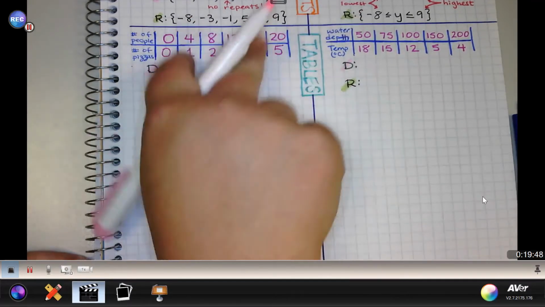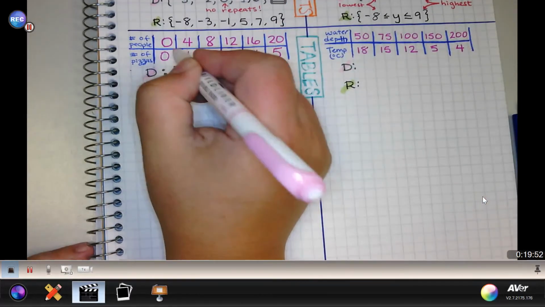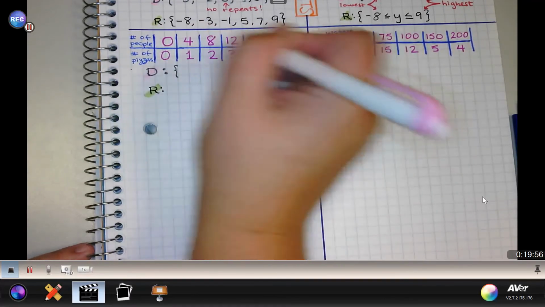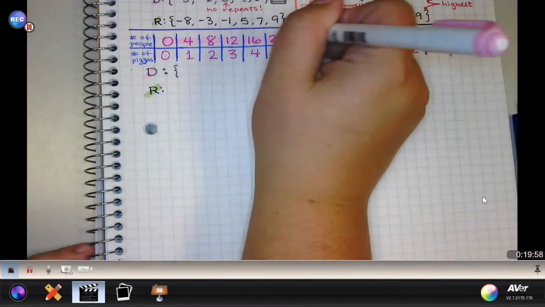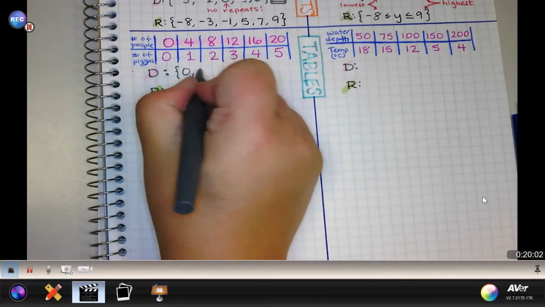So either on the left, if it goes like this, or the top if it goes like this. And this is the good news. It's already in order for us. 0, 4, 8, 12, 16, 20. Boom. We're ready to go. We can literally just take those and write them here.